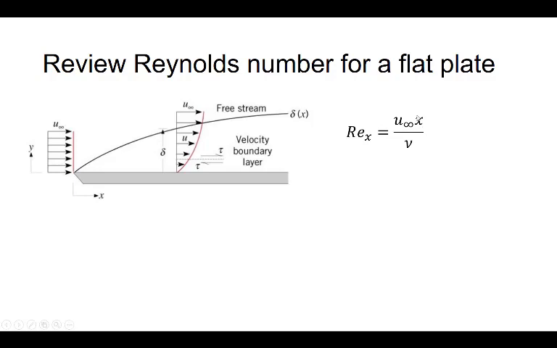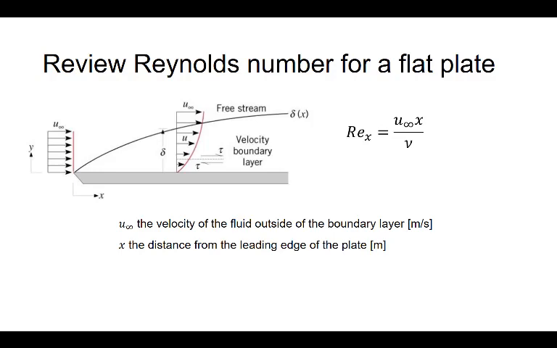In the definition of the Reynolds number, U with a sub-infinity denotes the velocity of the fluid in the free stream, far away from the boundary layer, where the effect of the object over which the fluid is flowing has not been felt by the fluid. The velocity is often denoted in meters per second. The variable x denotes the distance from the leading edge of the flat plate.